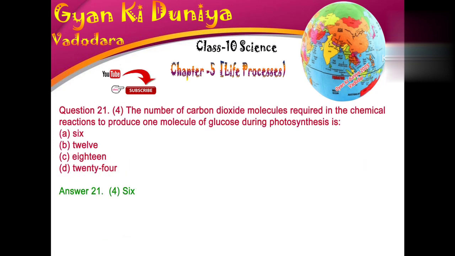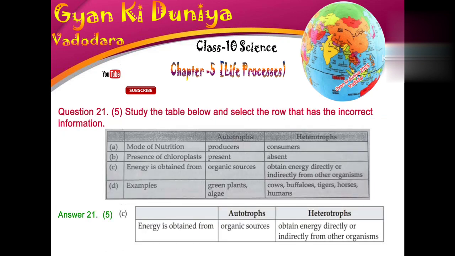Question 21. 4. The number of carbon dioxide molecules required in the chemical reactions to produce one molecule of glucose during photosynthesis is A. 6, B. 12, C. 18, D. 24. Answer 21. 4. 6. Question 21. 5. Study the table below and select the row that has the incorrect information. Answer 21. 5. C. Energy is obtained from organic sources. Obtain energy directly or indirectly from other organisms.